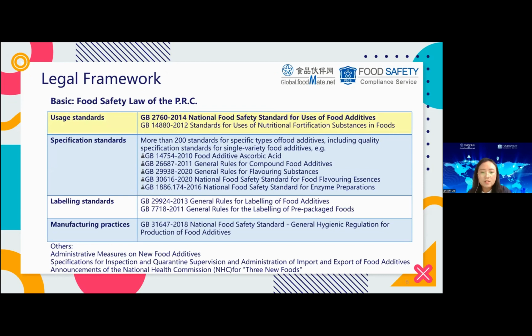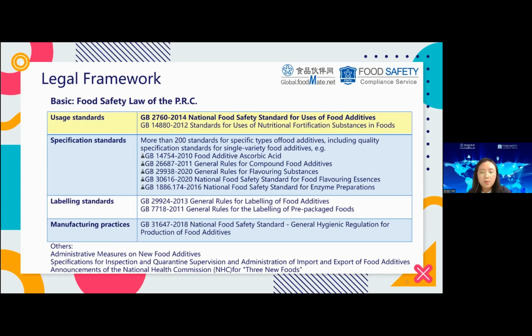This standard specifies the principles for the application of the food additives, including the allowed variety and their max levels or residue levels. It also outlines the categories of the food in which the use of the certain food additives is prohibited or restricted. However, it's important to note that the nutritional fortification substances are not in these standards. It has the exclusive standards, the GB14880.